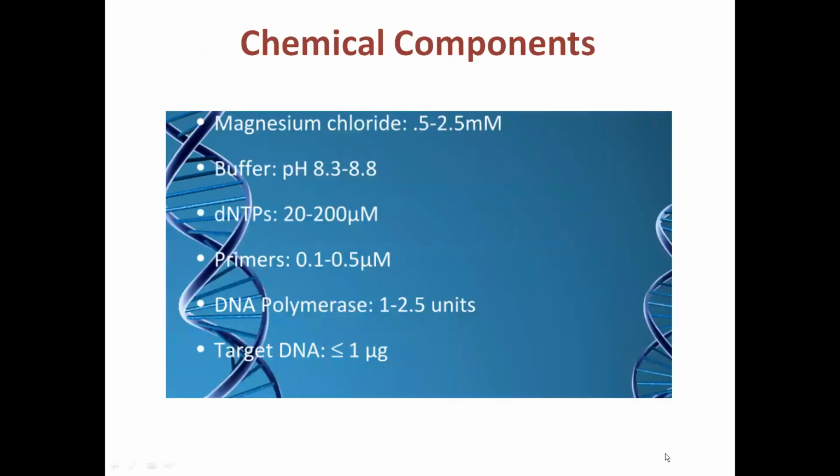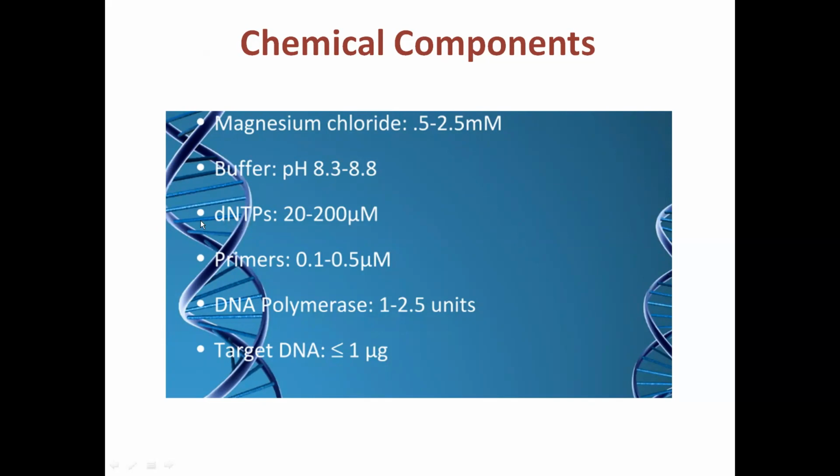What are the components we use in the PCR? The magnesium chloride. What is the importance? We will discuss it in the following slide. Buffer. We know that a buffer is a solution in which if a small amount of acid or base is added, the pH does not change. Or it is a solution that resists the change in pH when a specific quantity of acids or bases is added to it. So it is very important for the activity of the enzyme.